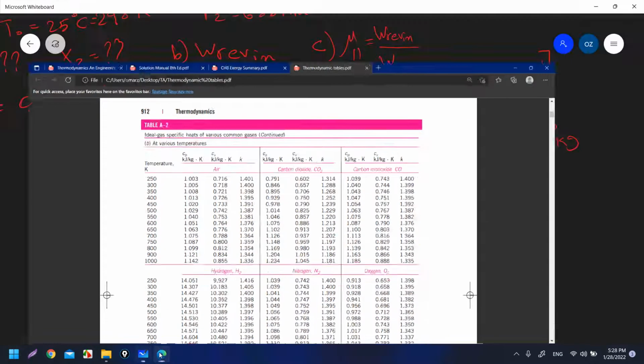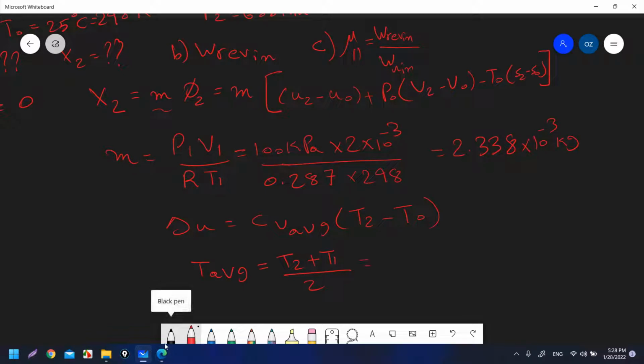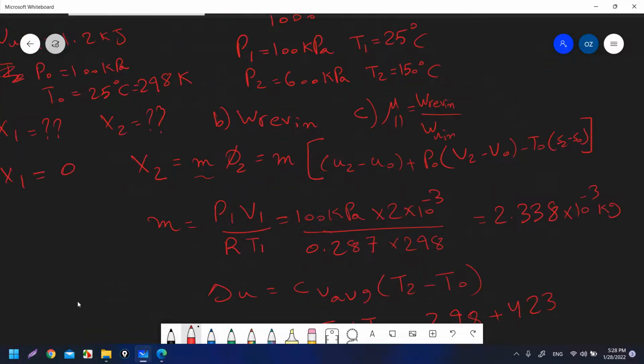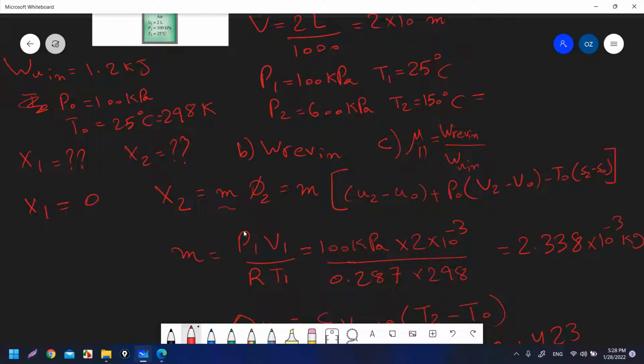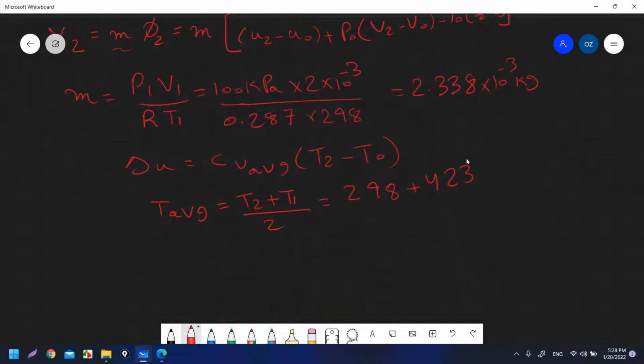Okay, so let's find the average. T1 was 298 and T2 is 423. That is 150 degrees Celsius; if you add 273, it will be 423 Kelvin. So always at the beginning put it in Kelvin. It will be easier because often you will use the Kelvin. Over 2, the T average will be 360 Kelvin.